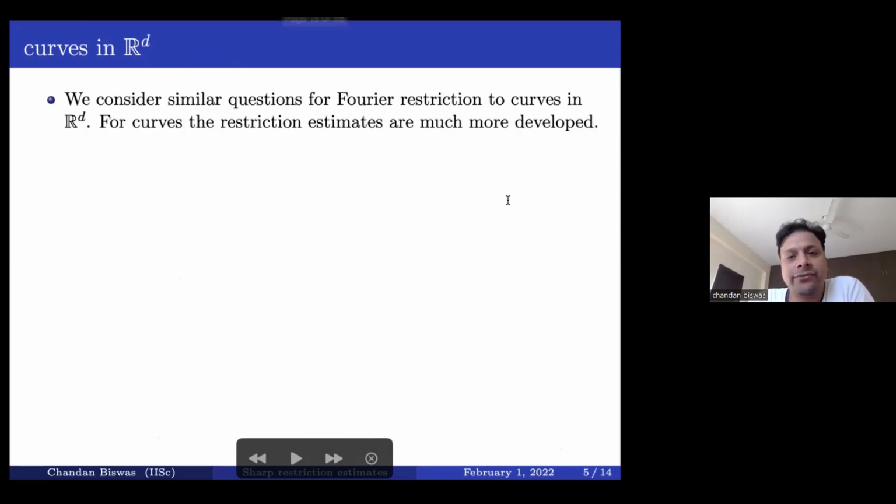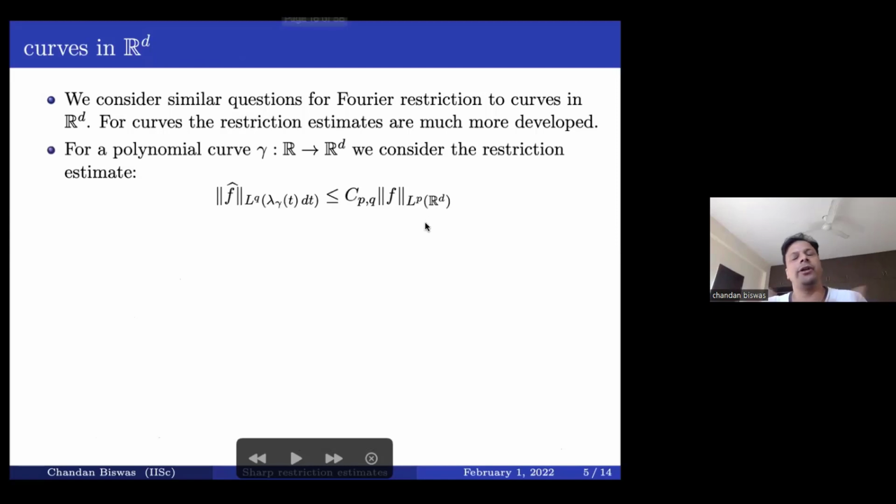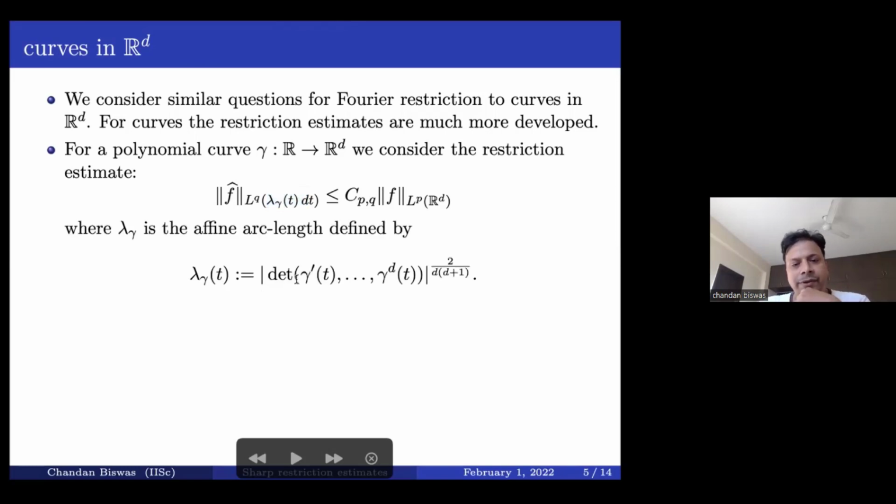We consider similar questions for Fourier restriction to curves in R^d. For curves, the restriction estimates are much more developed. So in this talk, we are going to consider polynomial curves in R^d. For a polynomial gamma from R to R^d, we consider the restriction estimate. You take a function on R^d, and you restrict the Fourier transform to the curve gamma with respect to the affine arclength measure lambda gamma dt, where lambda gamma is given by taking the first d derivatives, gamma prime of t through gamma d of t, taking the determinant of this matrix, and raising it to the power 2 over d times d plus 1.